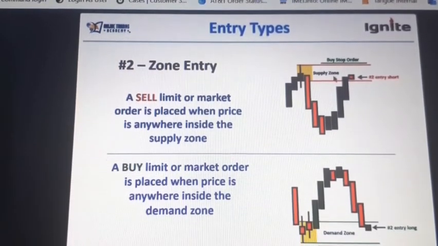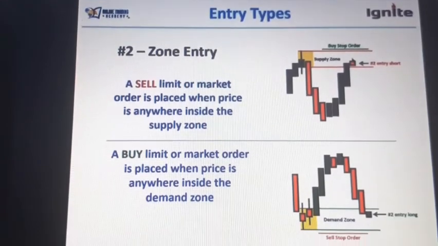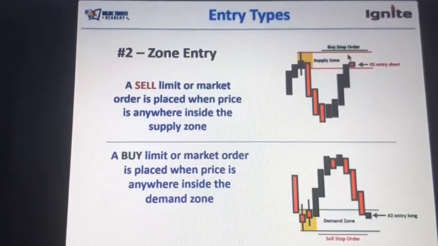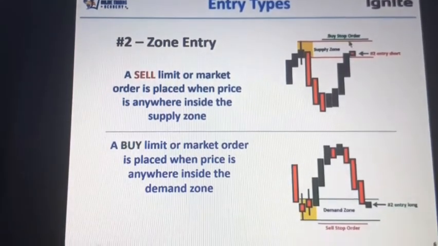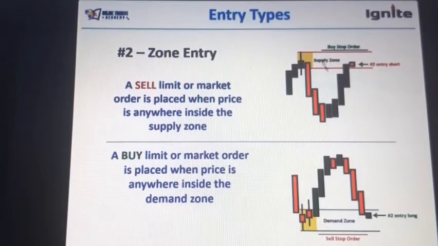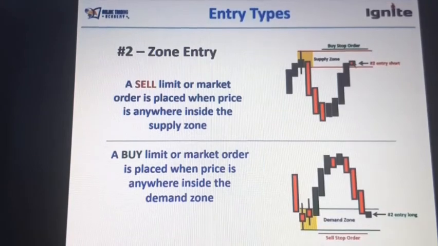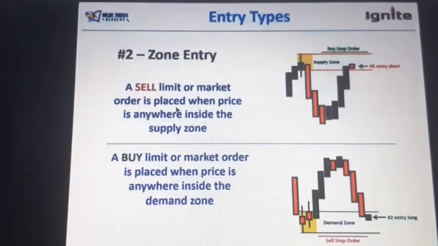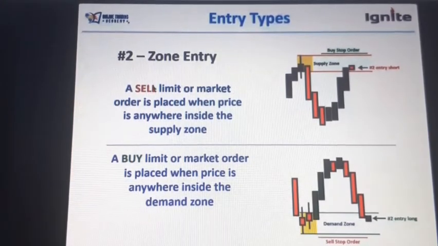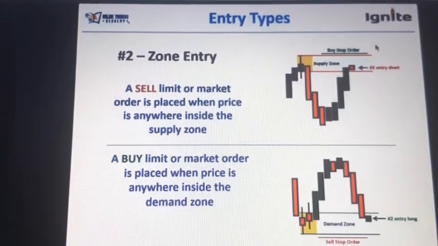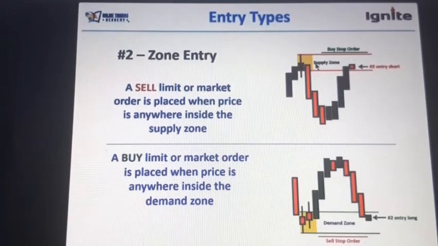So sell limit or market order. Let's suppose you did not put your entry 50% inside the zone. You wanted to put the entry when the price comes into the zone. So when the price comes into the zone, you can just put a market order, and at whatever price is available, you will get your entry. A sell limit or market order is placed when price is anywhere inside the supply zone, or to be precise, 50% inside the zone.